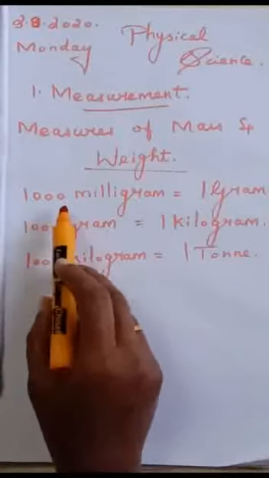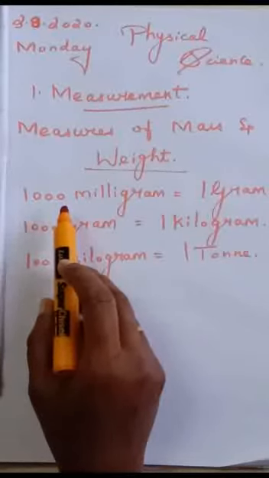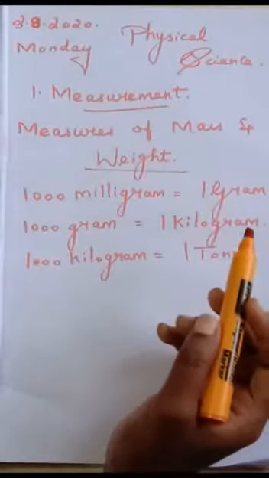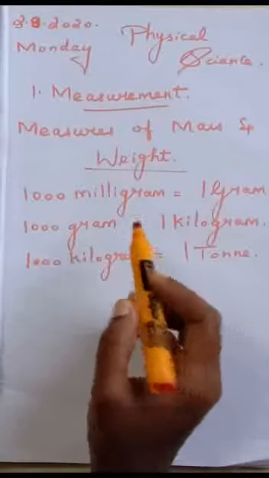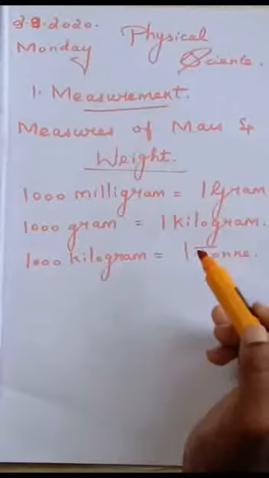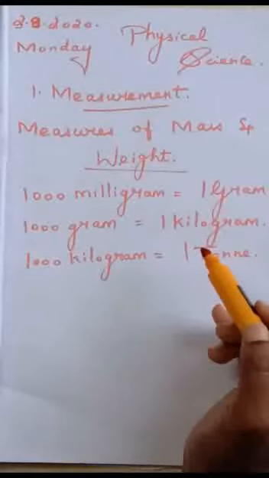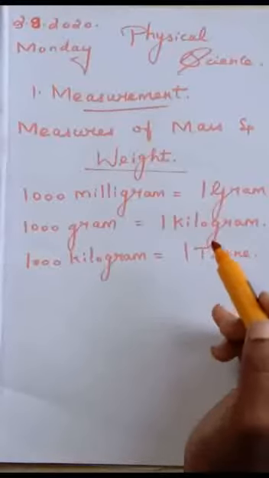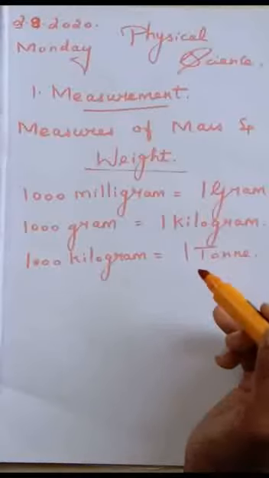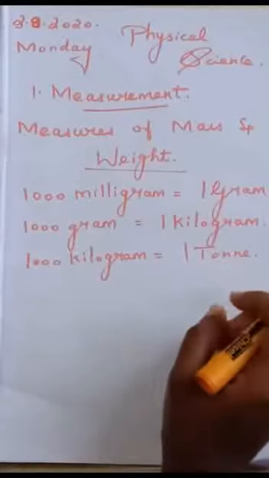Fine. Now, as you learned for measures of length, 1000 millimeter is equal to 1 centimeter. Similarly, for mass and weight we have 1000 milligram is equal to 1 gram. Why? Because for mass and weight, the SI unit of mass is kilogram, which is represented by kg, isn't it? You know that already. While I was taking class I taught you, right? So I hope you remember that. I want to recall that again.